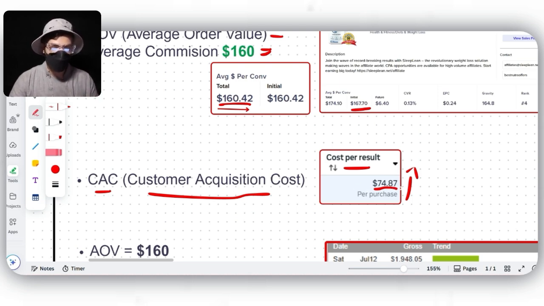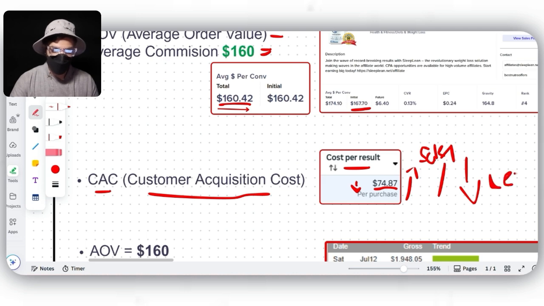Okay, so how is this number calculated? Again, like average order value, the more sales you're getting and the less you spend, this number will go down. If you're getting more sales and, for example, less spending, this number will automatically go down. And the lower this number is, the cheaper the purchases you'll get, and the more profitable you are. It means you're spending $20, $50, $80 to get a sale.